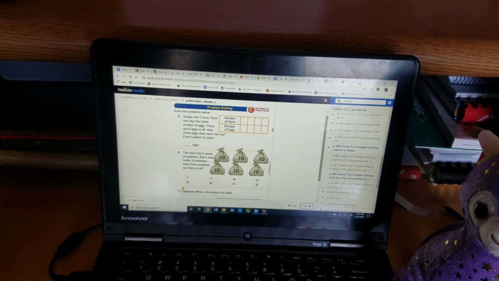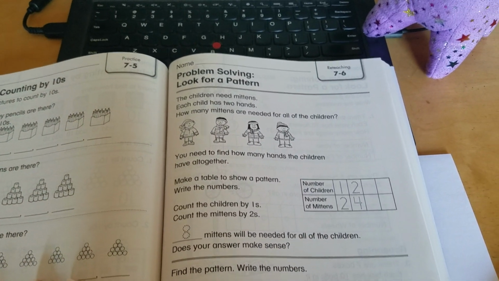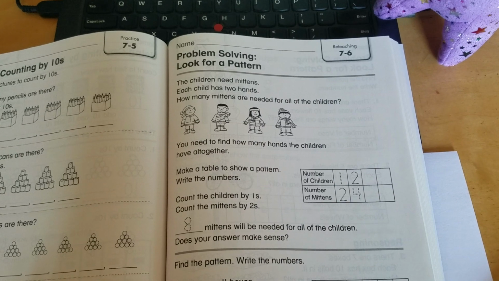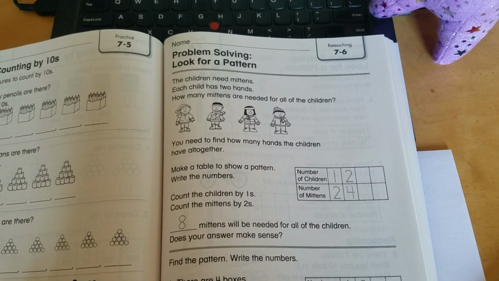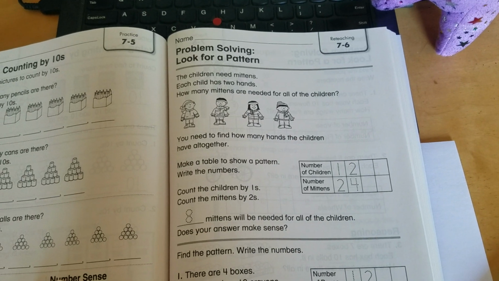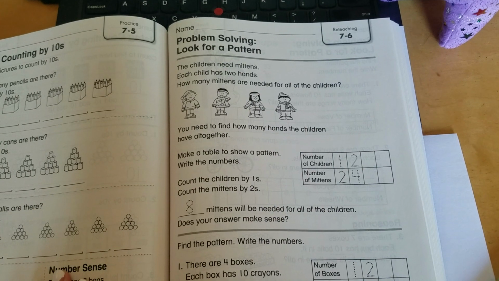Let's look at your reteaching page for today. So your reteaching page says problem solving, look for a pattern. Okay, that's a lot of what we were just doing. I'm just going to go ahead and read this to you. The children need mittens. Each child has 2 hands. How many mittens are needed for all of the children?